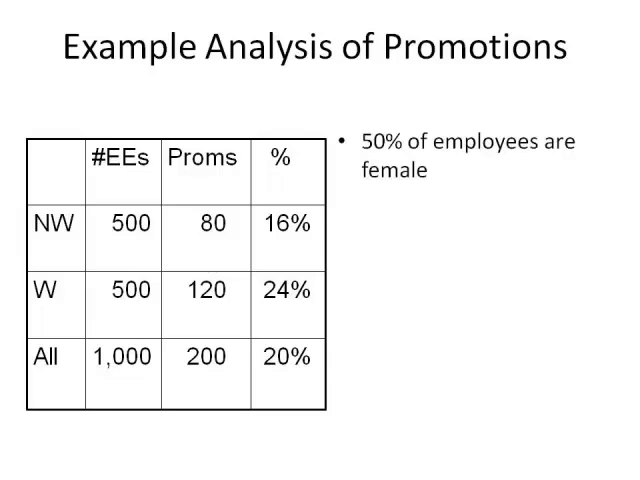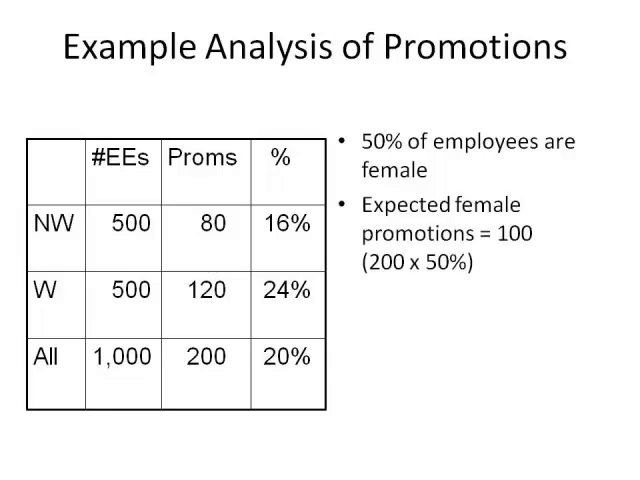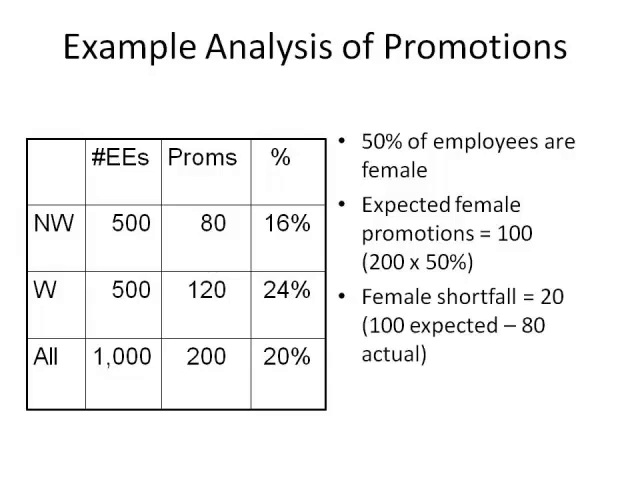Now, since 50% of the employees are female, we would expect 50% of the promotions to be female. We would expect 100 female promotions. The female promotion shortfall in this case is going to be 20. It's the 100 expected promotions minus the 80 actual promotions. And this difference is statistically significant at 3.09 units of standard deviation.